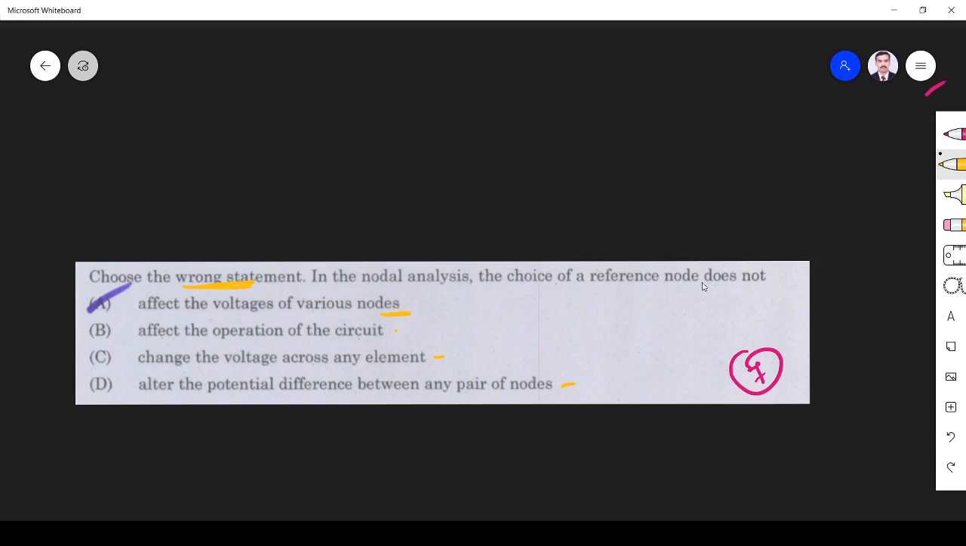Yes, that is correct. But they are telling the choice of reference node does not affect the voltages. Right? They are telling it is not. So it is the right answer. For this question, it is A, they ask the wrong statement. The choice of reference node affects the voltages of various nodes. That is true, but they are telling it is not. So it is a correct wrong answer. Okay. So option A is the right answer.